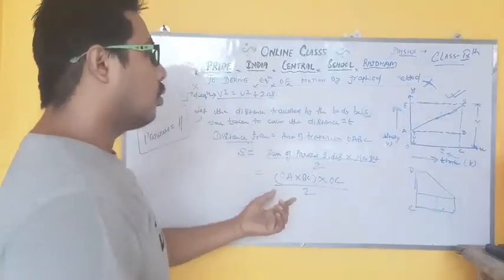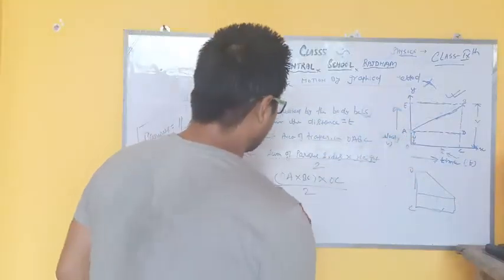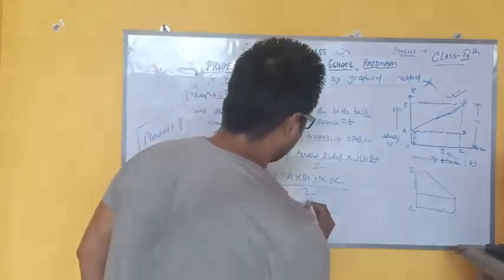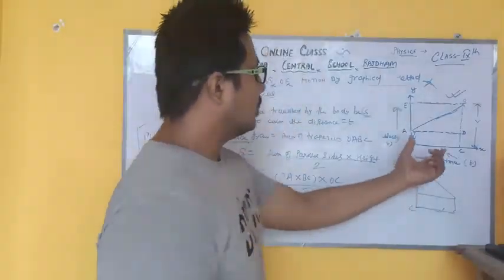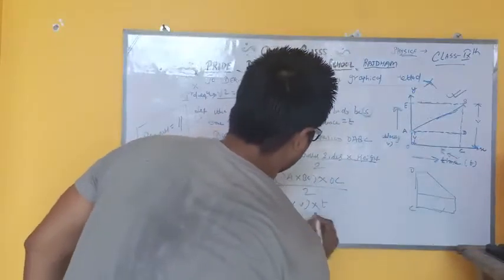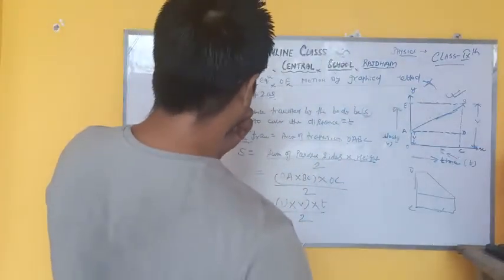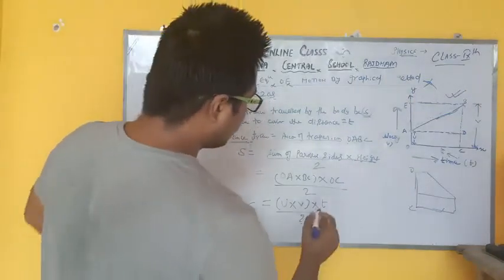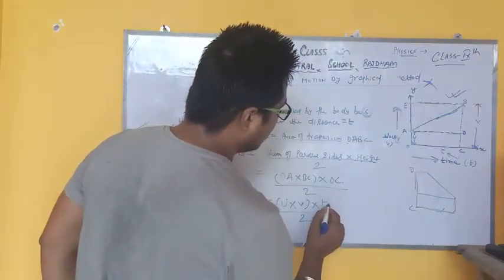S is equal to OA. What is OA? OA is nothing but U into what is BC? BC is nothing but V into what is OC? OC is nothing but T divided by 2. But what we need to find here is V square is equal to U square plus 2AS. So this T we don't need it here.